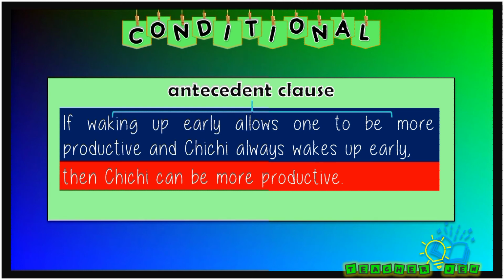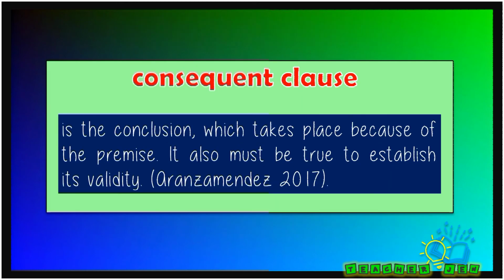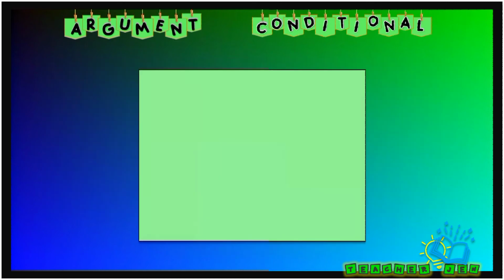In this part of the statement, "then Chi-Chi can be more productive" is called the consequent clause. What is a consequent clause? A consequent clause is the conclusion which takes place because of the premise. It also must be true to establish its validity.